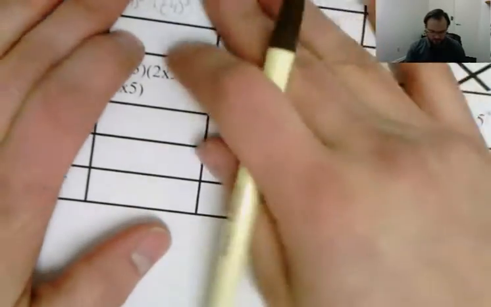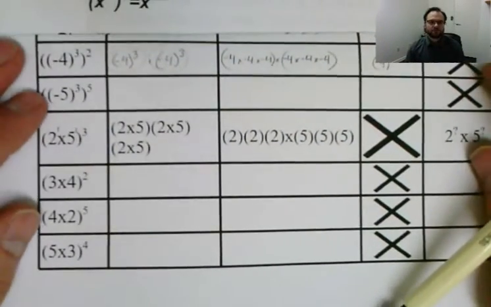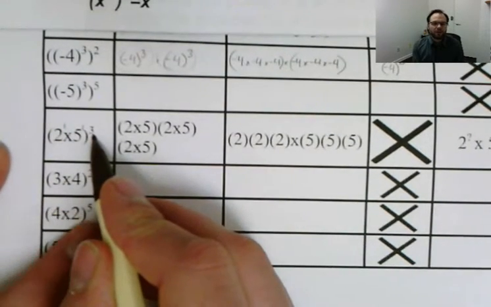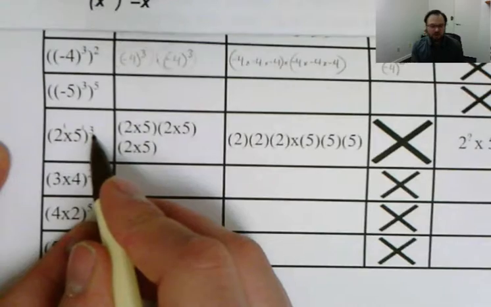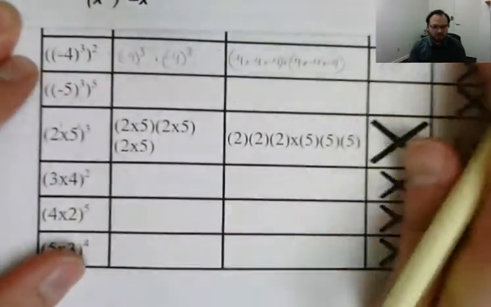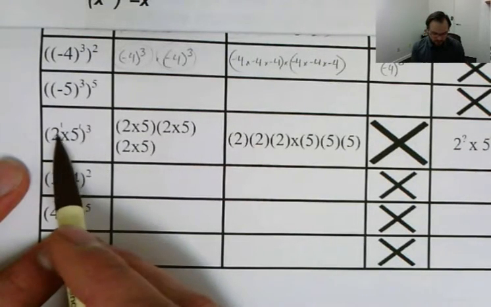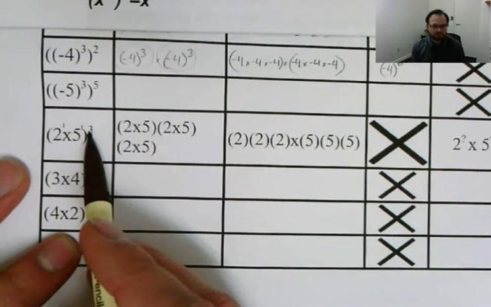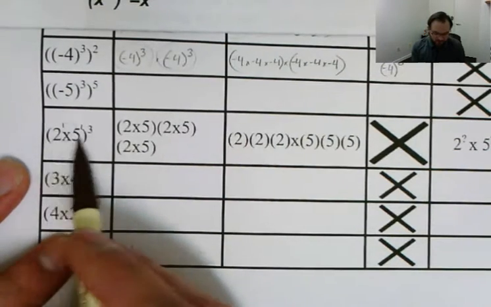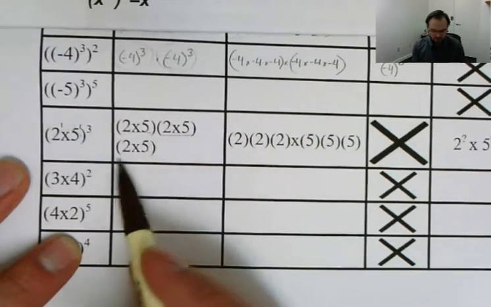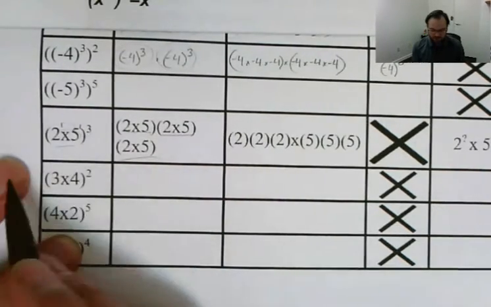Now let's take a look at my next question. Okay. So for the next one, let's get this a little bit clearer. There we go. So here I have 2 times 5, all to the power of 3. Okay? So everything in here must be multiplied by itself 3 times. So we have 1 group, 2 groups, 3 groups of that. So it's 3 of these multiplied together.